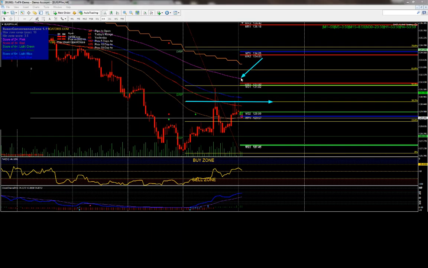Otherwise, a pullback anywhere in this area, anywhere from MS1 to the 4-hour 200, it's going to be the 132 area. That should provide us with a good short setup if we're going to continue with the downwards move. Of course, just like the rest of the pairs, we do have the daily 55 close by as well, so we may see spikes up to there depending on how much movement we get this week.